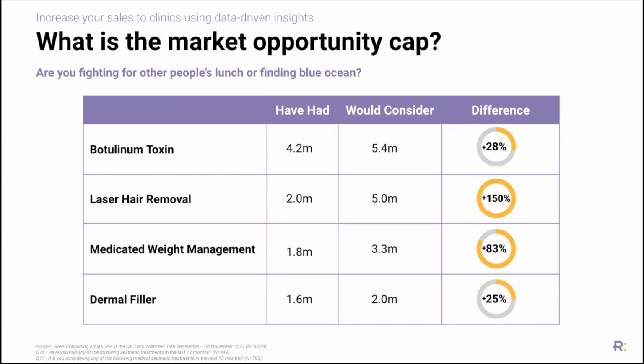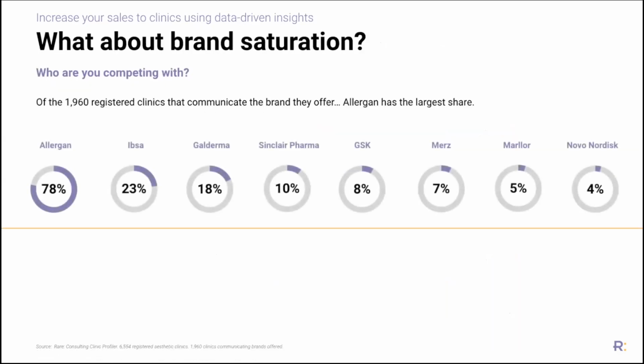The other is thinking about, if I am working for brand X and I am looking to increase our market share, who am I competing with? Who else is out there that's got share of voice? This is data from our clinic profiler. We look at the dimensions of brands from regulated clinics, and this is regulated clinics only in this case. You can see Allergan's got 78% share of voice in the market. We've got Profiler at 23% and so on and so forth.